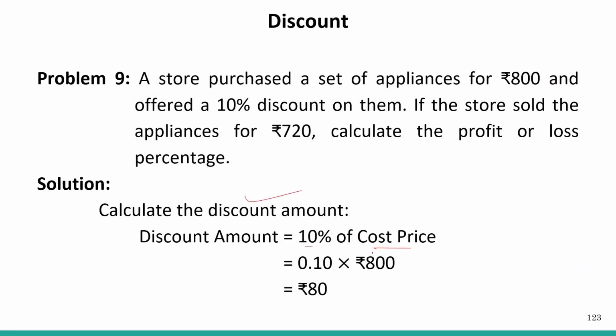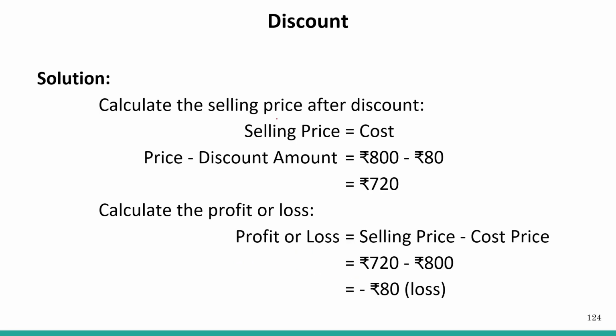So 0.10 of the cost price is 0.10 into 800, which is equal to 80 rupees. So the selling price is 800 minus 80, because it is price minus discount amount. So 720 is the final amount at which it was sold. So calculating the profit or loss: profit or loss is selling price minus cost price. 720 minus 800 is equal to minus 80.